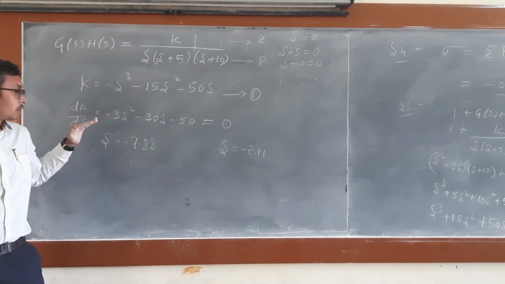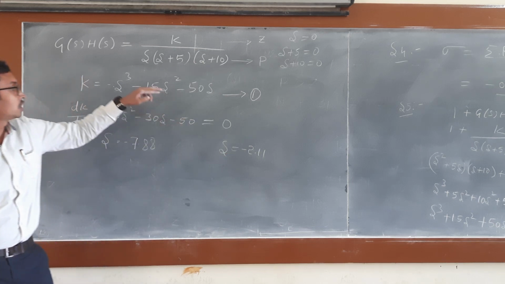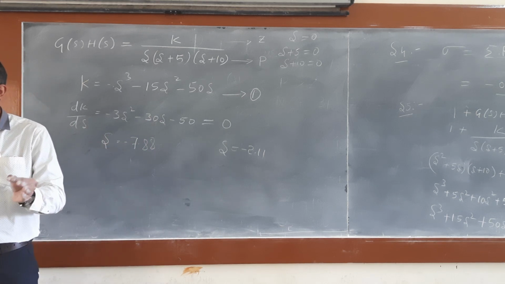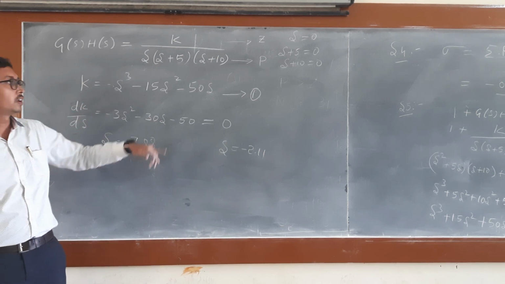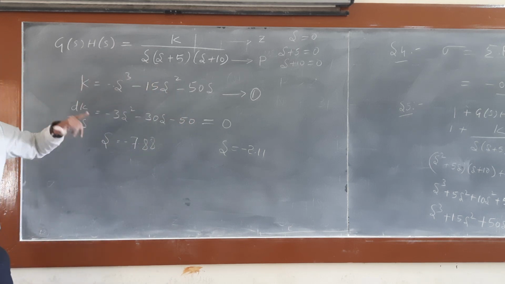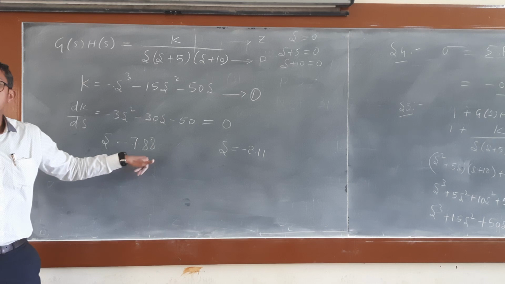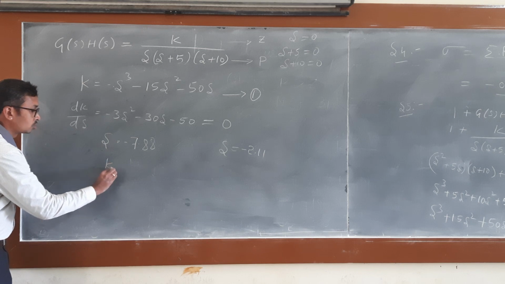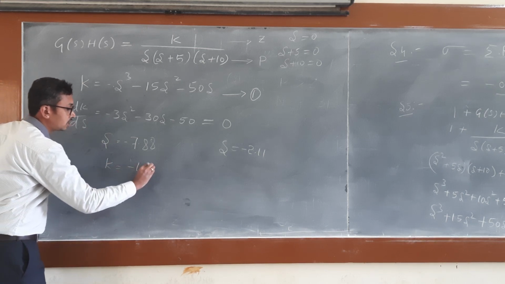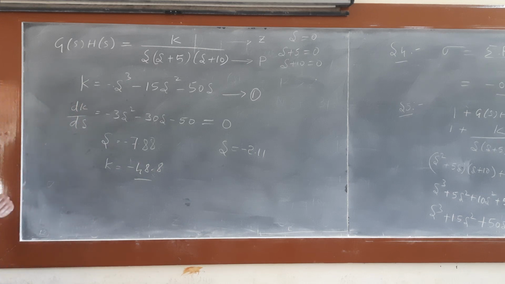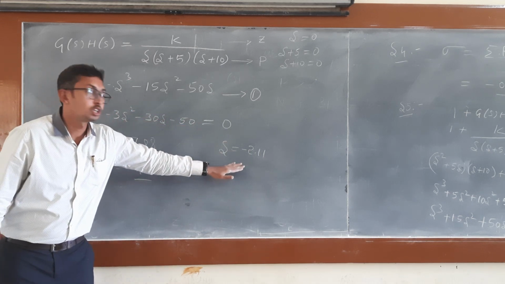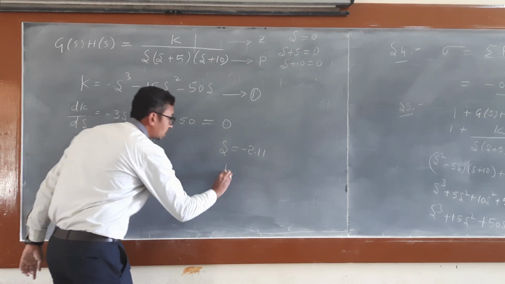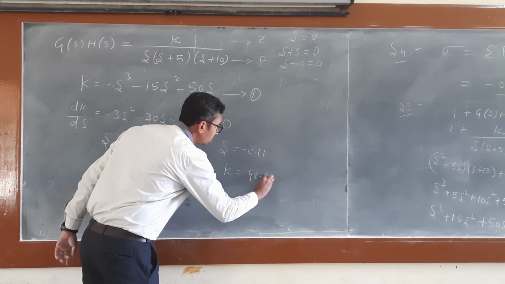So we need to substitute the values of s in equation number 1 to validate whether each is a valid breakaway point or not. How to check? We substitute these values in equation number 1. When I substitute s is equal to minus 7.88 in equation number 1, the k value I get is minus 48.8 or something. When I substitute s is equal to minus 2.11 in equation number 1, the value of k will be something like 48.11.